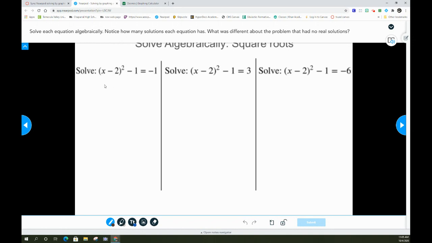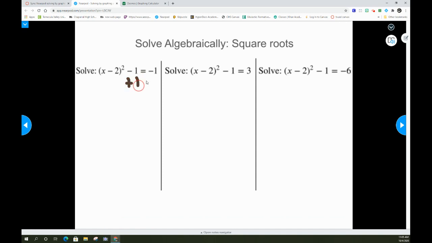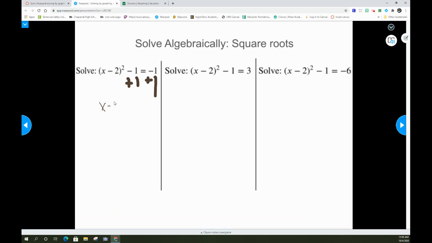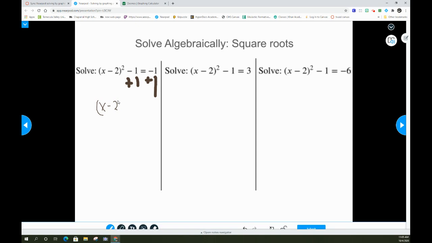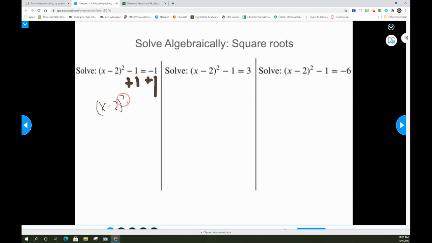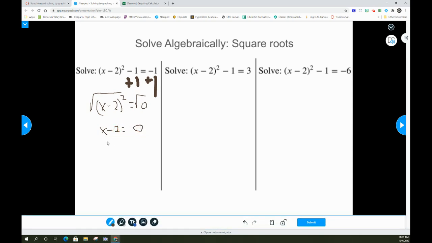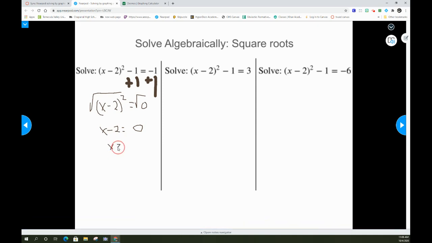Okay, so solving algebraically here, I got 3 problems here. I'm going to add 1 to both sides. Let me change my font size again. All right, so now I have x minus 2 squared equals 0. So when I square root both sides here, x minus 2 equals 0. There's no such thing as a plus or minus 0. So in this case, I'm only going to get one answer. And that is x equals 2.